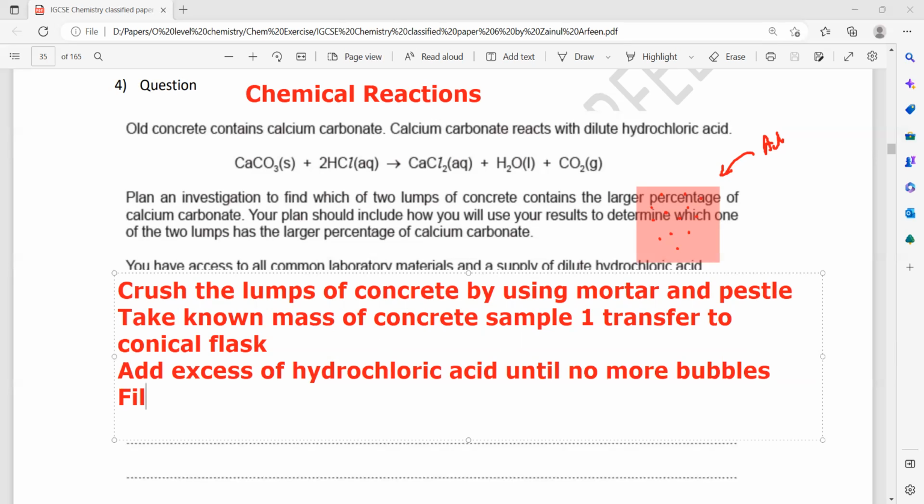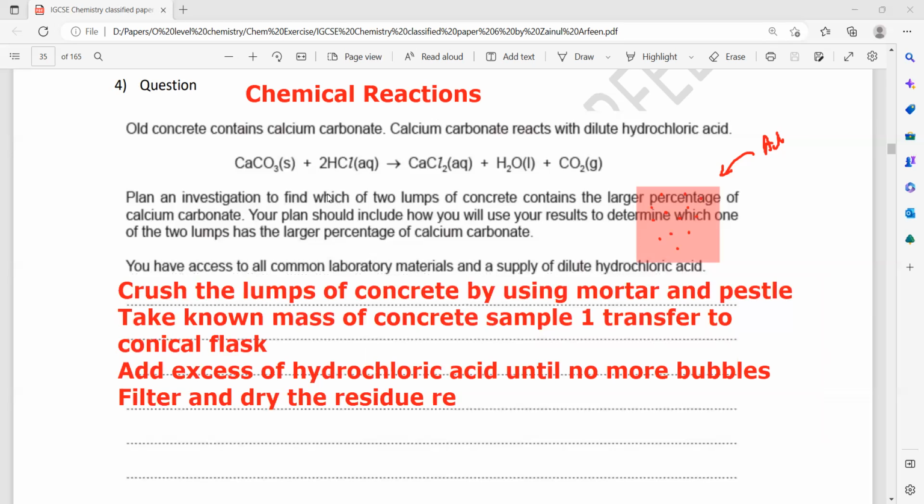Then we will filter and dry the residue. They didn't ask for a specific percentage, though. But you have to say which one has more, and mention the formula to get the percentage. Writing a formula carries a mark. As the question is, your plan should include how you will use your result to determine which of the two lumps has the largest percentage. So there should be a calculation point.